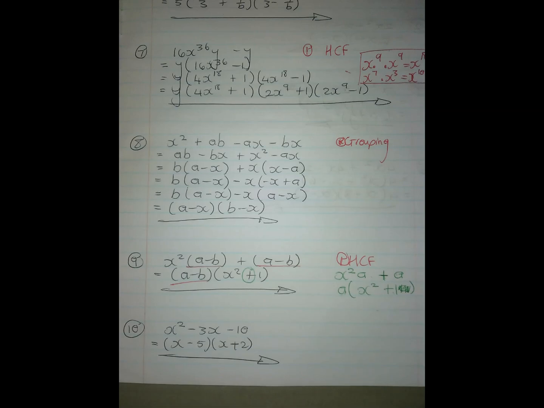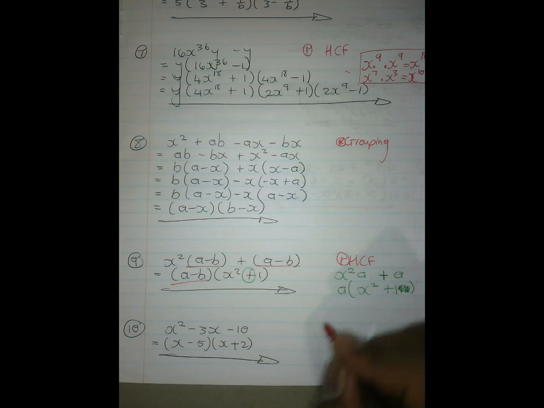Okay, look at number 10. Number 10 has no highest common factor, there is no grouping, there's nothing of that. There are no four terms, only three terms. So that will tell me I'm going to do normal factorizing with my two brackets. How do I determine my two brackets? I'll look here in front first. There is an x squared, nothing in front of the x. So it's going to be an x and an x.